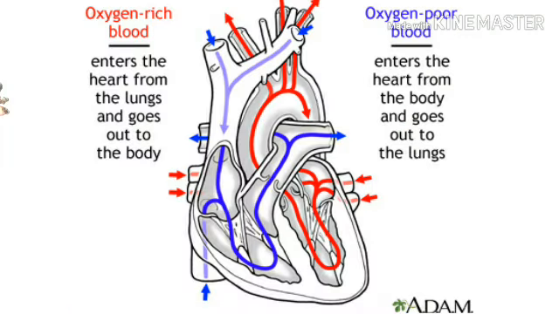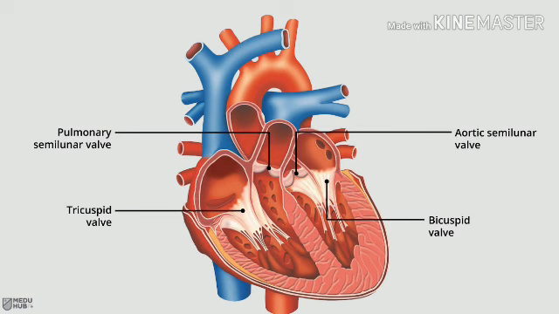Blood is kept moving in a forward direction by one-way valves. The valve in the septum between the right atrium and the ventricle is the tricuspid valve, meaning three cups or flaps. The valve in the septum between the left atrium and ventricle is the bicuspid valve, having two cups, usually called the mitral valve, so called because it resembles a bishop's miter.